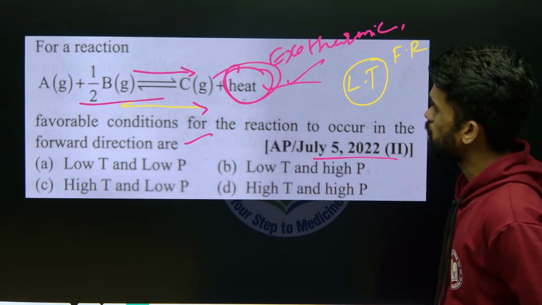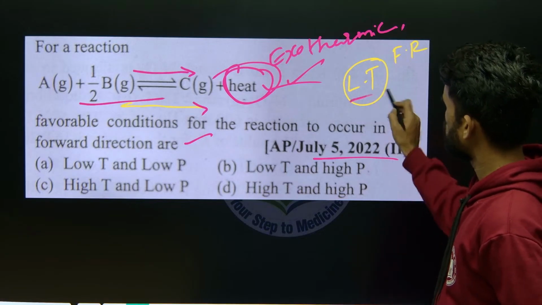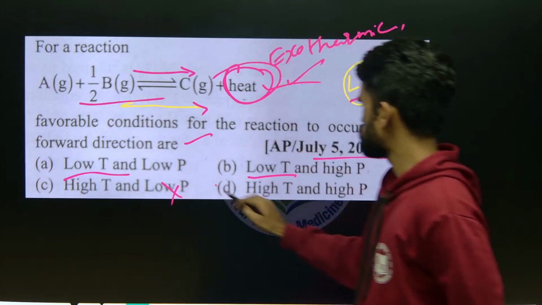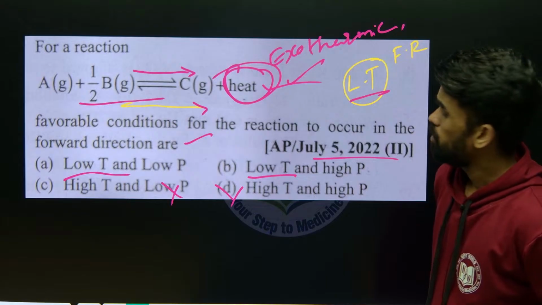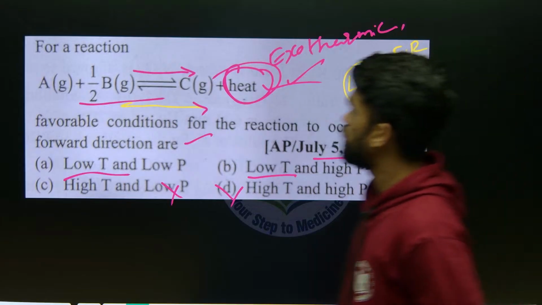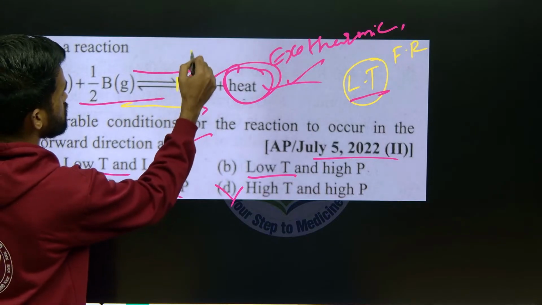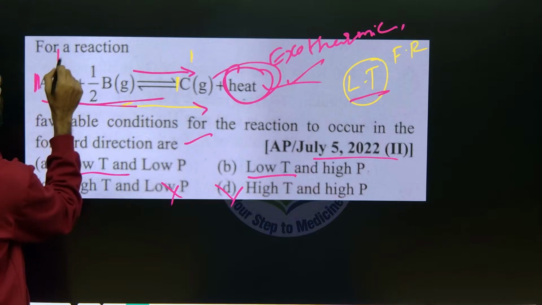Okay, and when it comes to the effect of pressure, look at this: forward direction, low pressure, low temperature. So you can remove these 2 options. Okay, and then next, pressure. What is the pressure effect? I told you, check the number of gases on the product and reactant sides. How many gaseous products are there? 1. How many gaseous reactants? 1 plus 1 by 2.